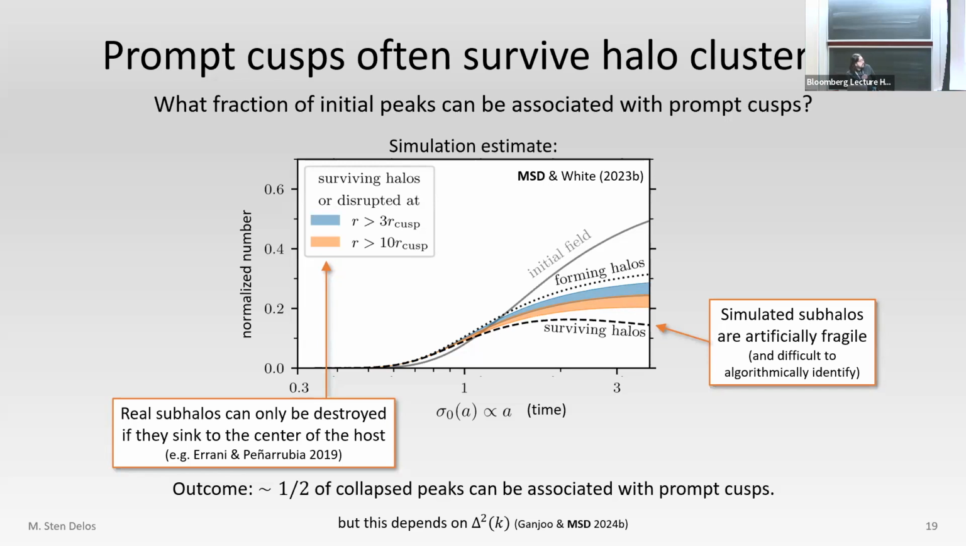This depends a little bit on the matter power spectrum. There's one little detail here, which is that if you actually count the halos in the simulation, you find that there's a continuing decrease over time in the number of bound objects, but that's a resolution artifact.